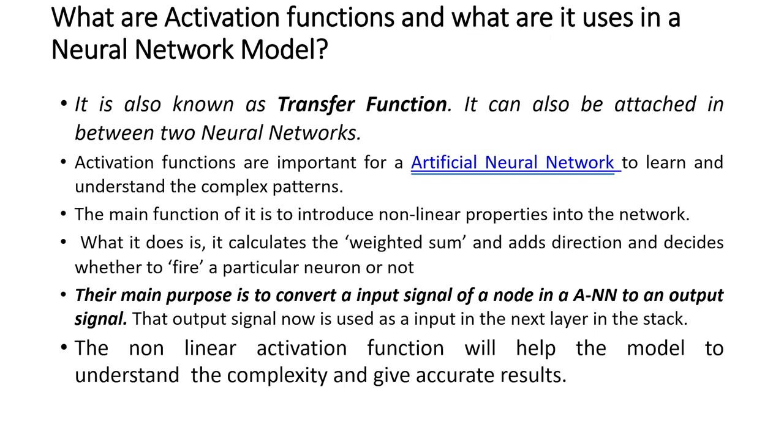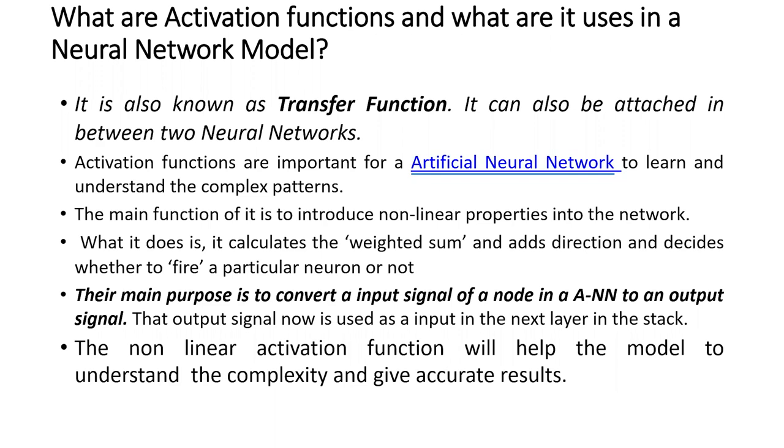The one which it actually passes through is where we say the neuron fires, or activates, and which neuron not to activate, which we call a dead neuron. We'll come to that in the later part.